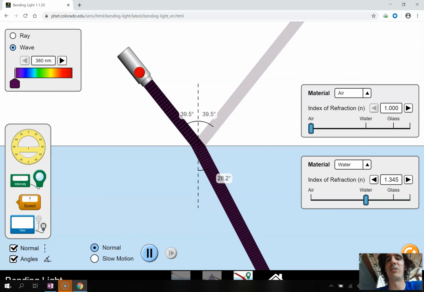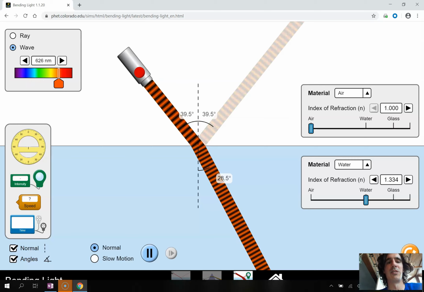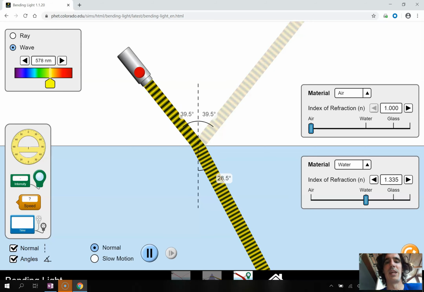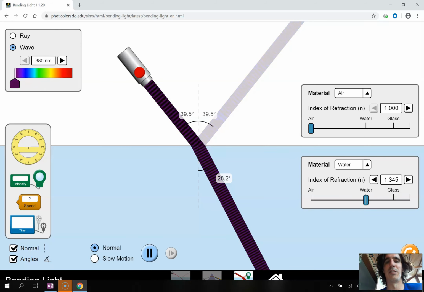And that makes sense because when we saw white light go through a prism, its highest frequency bent the most, which was violet. The light with the least frequency, red in this case, bent the least. Also notice that the angle of reflection, 39.5 degrees, stays the same when we change the color from red to violet.